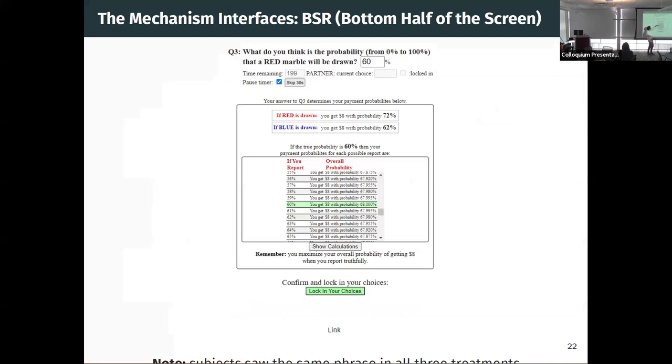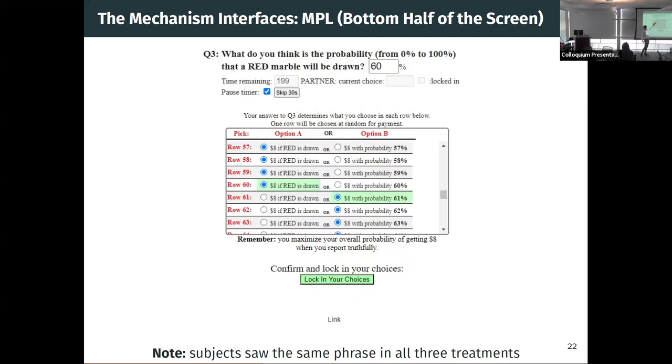So this tries to get at exactly your point, like what would happen if I changed my report. But it's true, to see these numbers, which are ultimately the numbers that matter, you do have to monkey around with your input. Whereas in the MPL, exactly as you said, you can just see everything. So yeah, I think that's a fundamental difference in these interfaces. But any other questions?